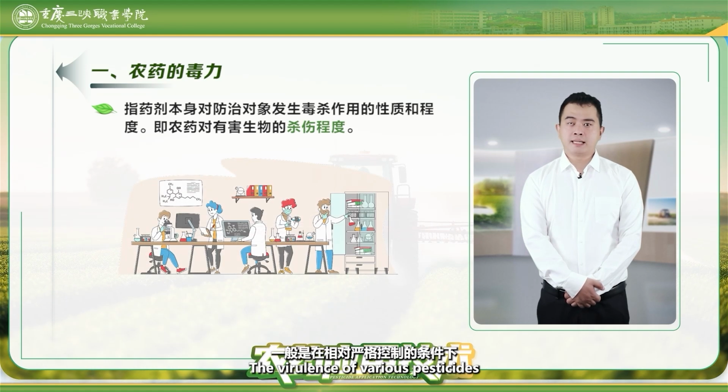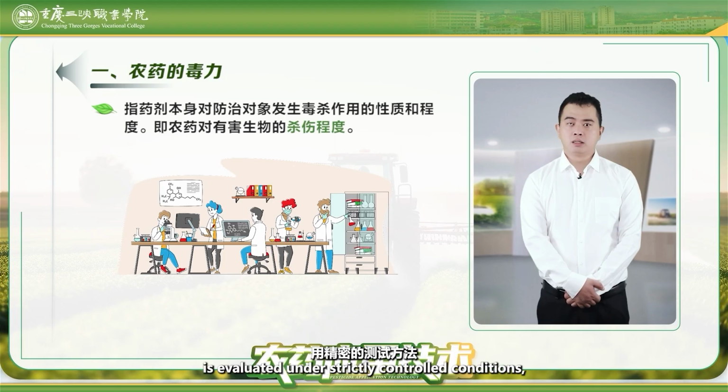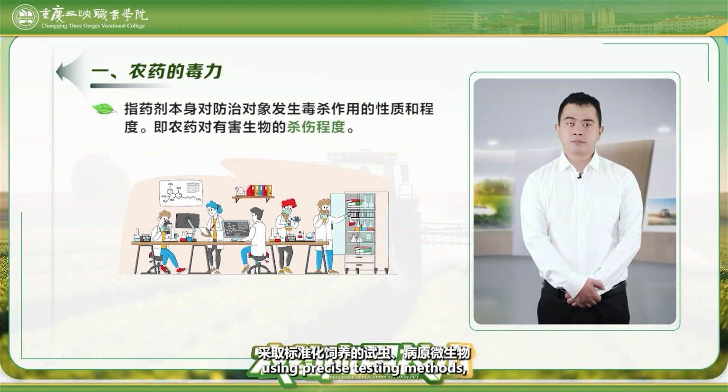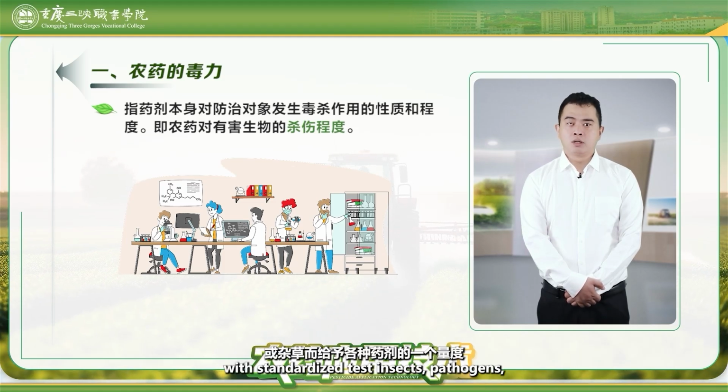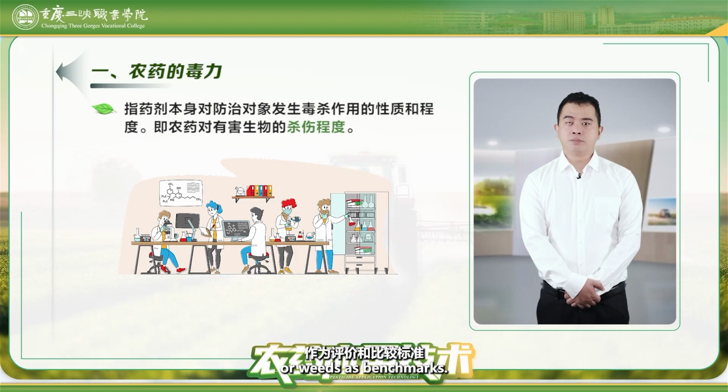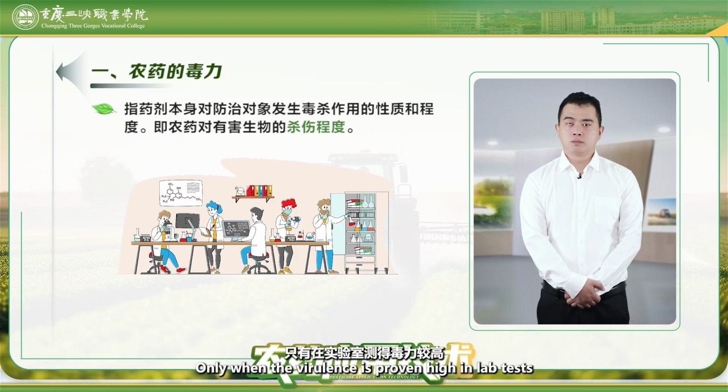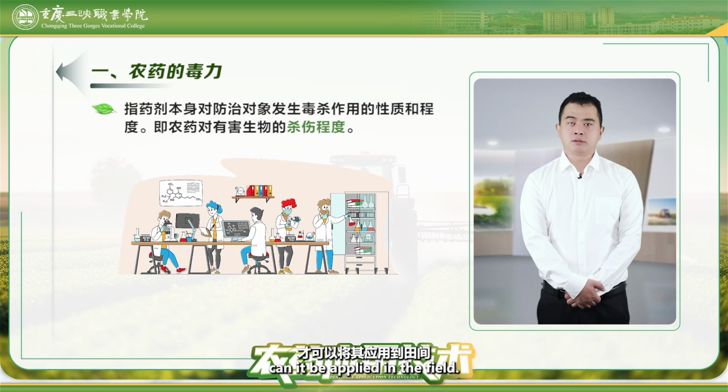The virulence of various pesticides is evaluated under strictly controlled conditions, using precise testing methods with standardized test insects, pathogens, or weeds as benchmarks. Efficacy is built on virulence. Only when the virulence is proven high in lab tests can it be applied in the field.